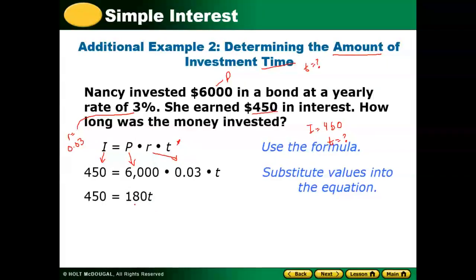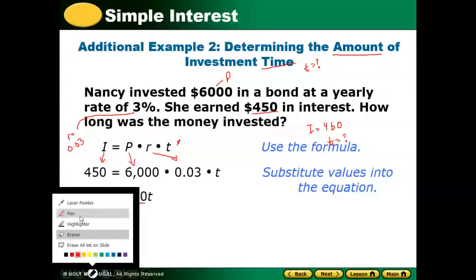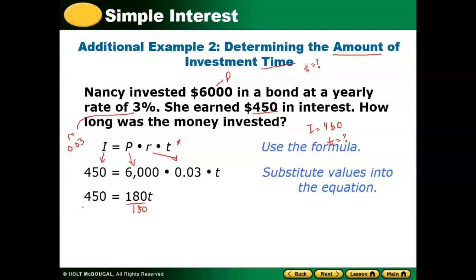And then to get t by itself, I have to divide this side by 450, or sorry, oops, that is not what I meant to say. It should be by 180, my apologies. By 180 and the other side by 180. And that gives us a total of 2.5 as our t. So this means that the money has been sitting in that account for 2.5 years to be able to have gained $450 in interest.